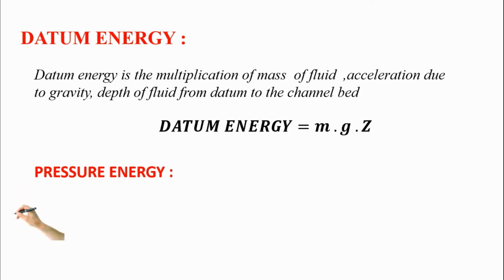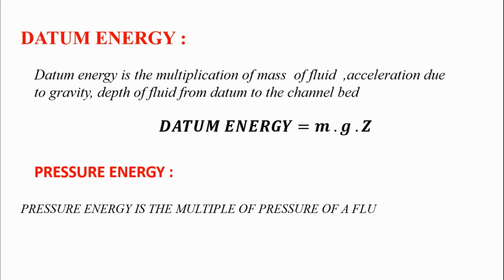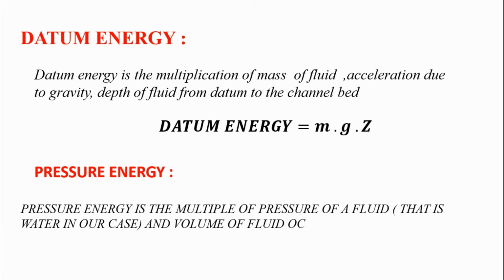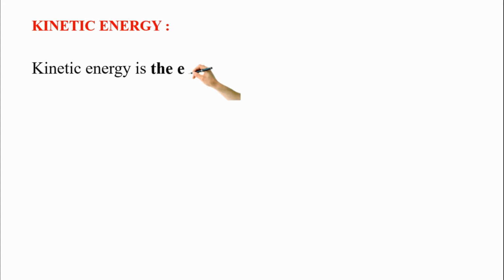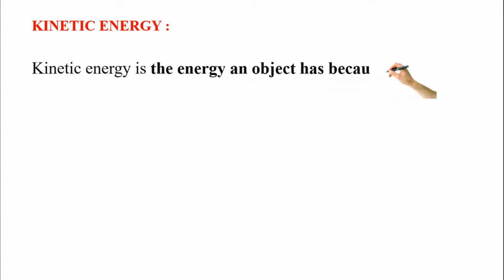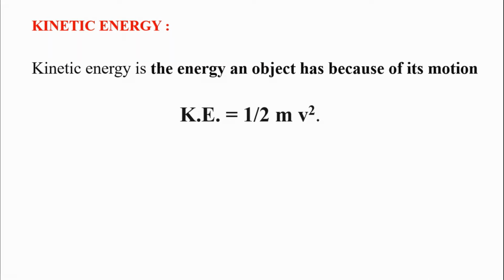Pressure energy is the multiplication of pressure of a fluid, that is water in our case, and volume of fluid occupied in the given volume. Kinetic energy is the energy an object has because of its motion. It is the multiplication of half of the mass of water and velocity squared.